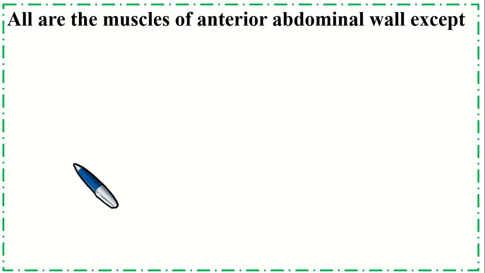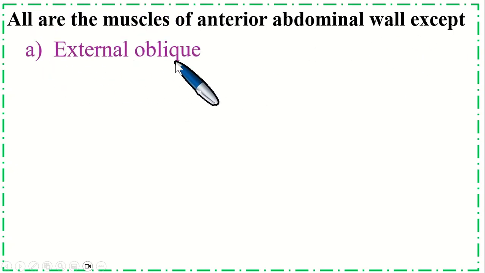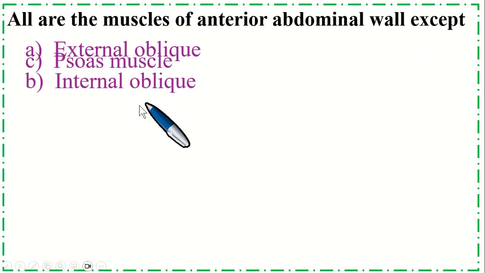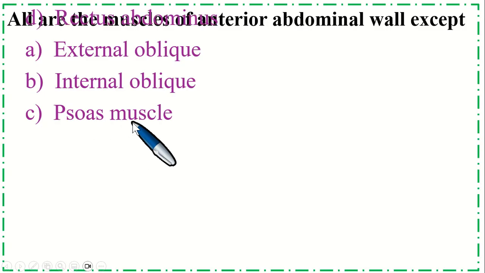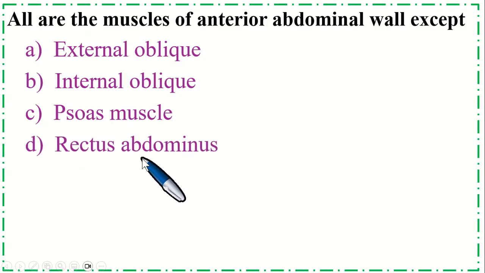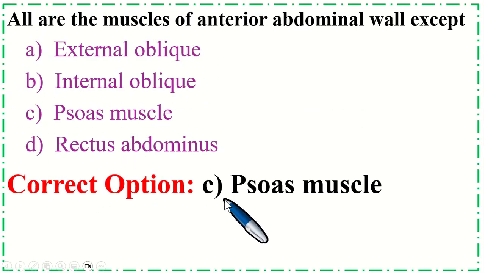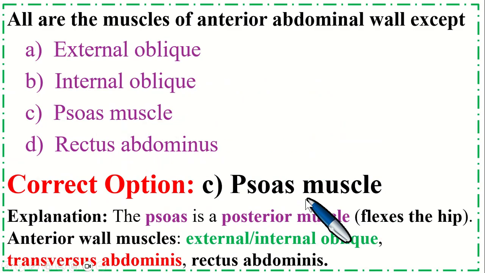So this is very important MCQs. All are muscles of the anterior abdominal wall except option A, external oblique, B, internal oblique, C, psoas muscle, and option D, rectus abdominis. So the correct option is C, psoas muscle. The psoas is a posterior muscle that flexes the hip. Anterior wall muscles are external oblique, internal oblique, transversus abdominis, and rectus abdominis.